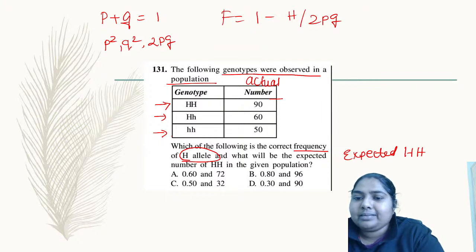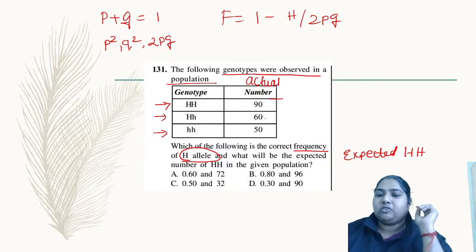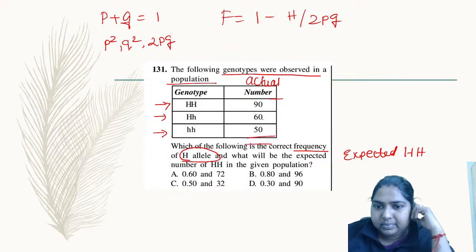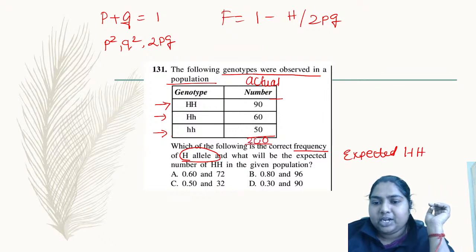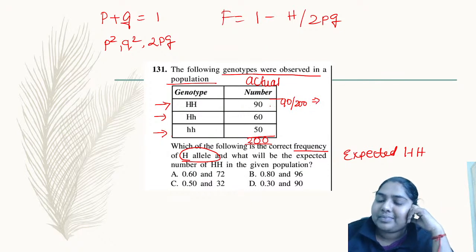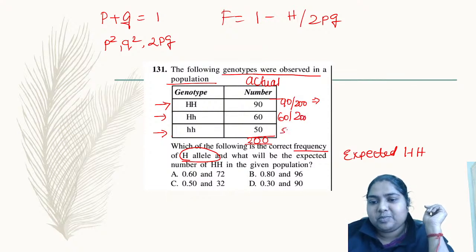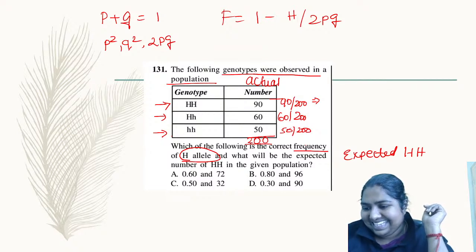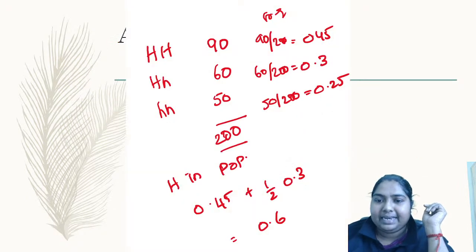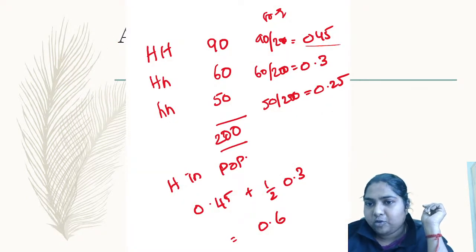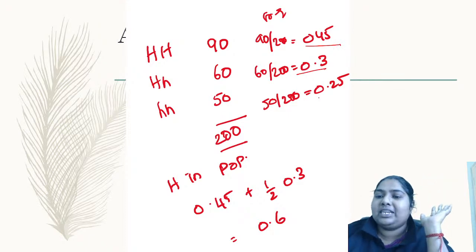Come on everybody, think and answer, no hurry. So what is the total number? 200, you are getting? Okay, so can you find the ratio? 90 out of 200. So what should be the number? This should be 60 by 200, this should be 50 by 200. Very good. So it is going to be 0.45, 0.3, 0.25.